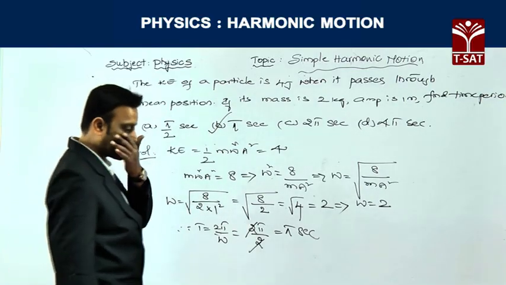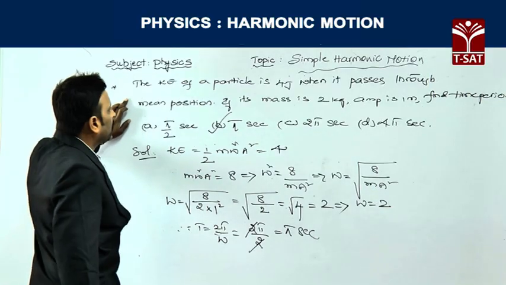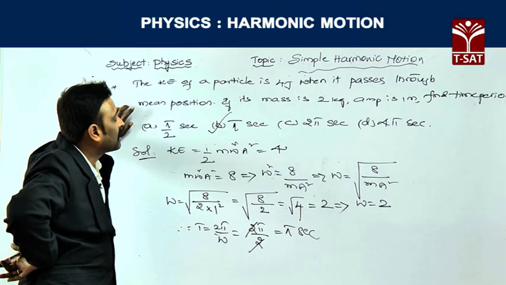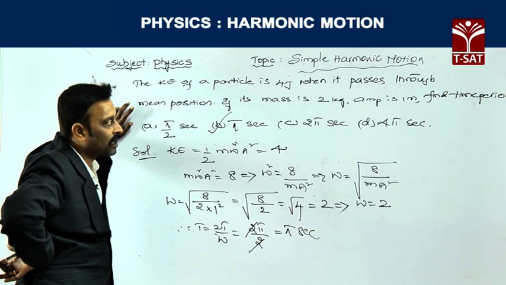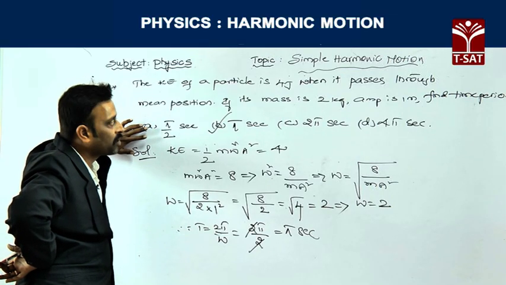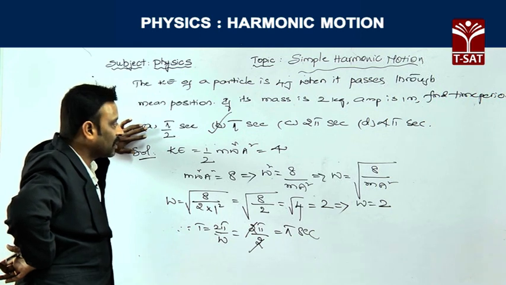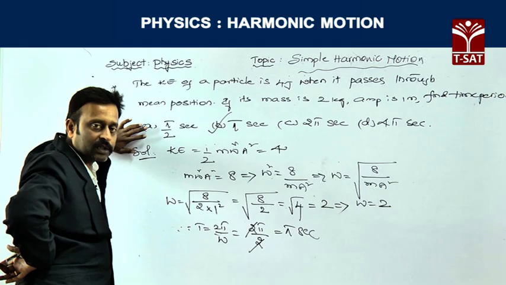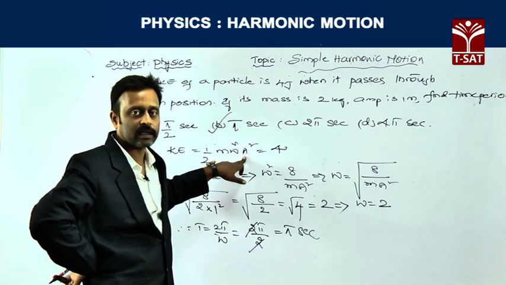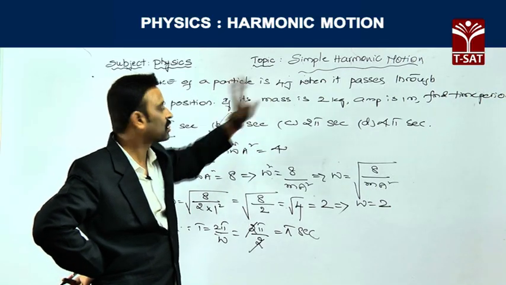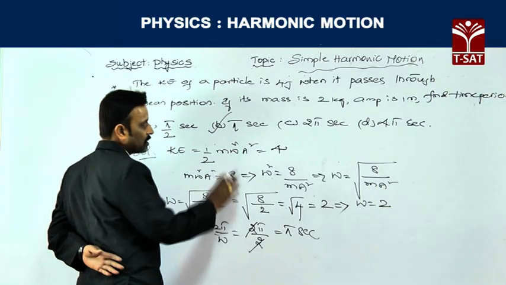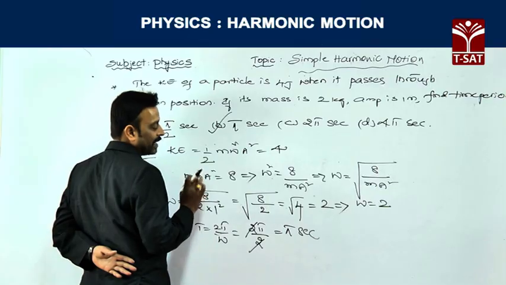Repeating the problem once again, look here. The kinetic energy of a particle is given as 4 joules at mean position. The mass of the particle is given as 2 kg with amplitude 1 meter, and you are asked to calculate time period. So for a particle executing simple harmonic motion at mean position, the kinetic energy is maximum. The formula for maximum kinetic energy is half m omega square a square, which is given as 4 joules. So half m omega square a square is equal to 4. From that, m omega square a square is equal to 8.